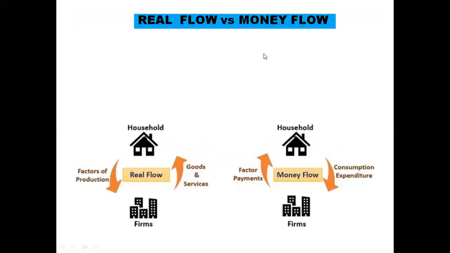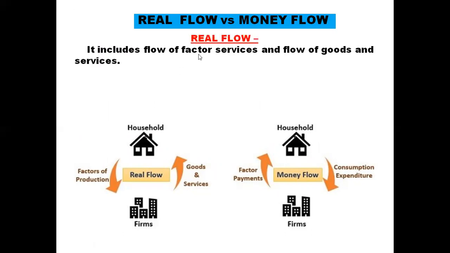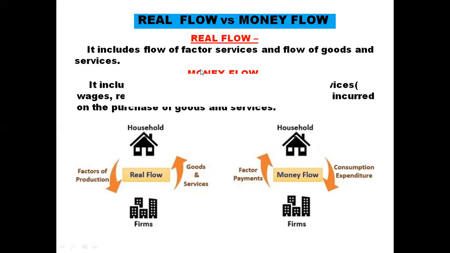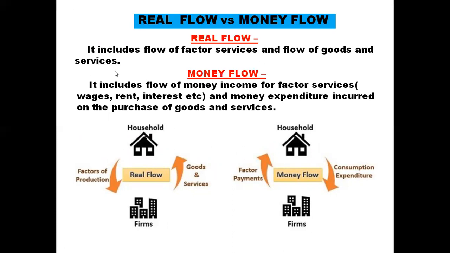First is real flow versus money flow. So what is real flow? It includes flow of factor services and flow of goods and services. So here we can see in this diagram, here we have the real flow. So here factor services, that is households, they give their factor services, that is labor, to the firms. The factors of production, that is factor services, they move from households to firms. Right? This is not a monetary transaction, that's why it is a real flow. That is, the factors of production are moving from households to firms.